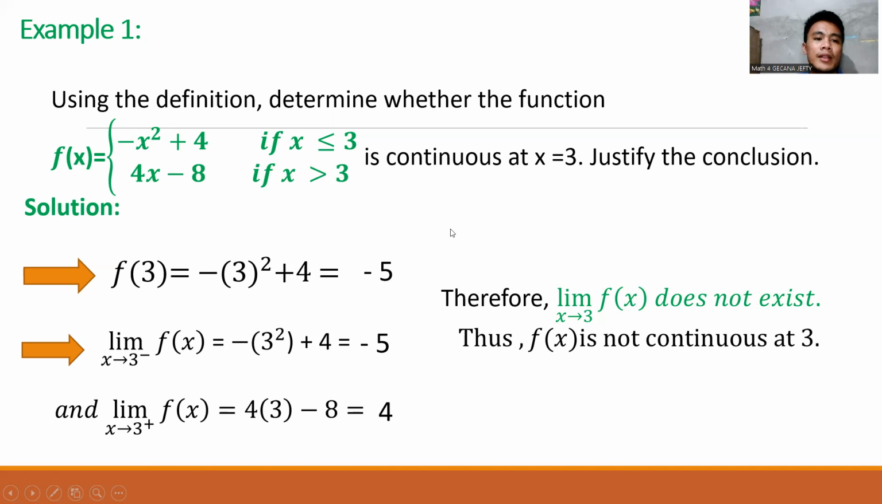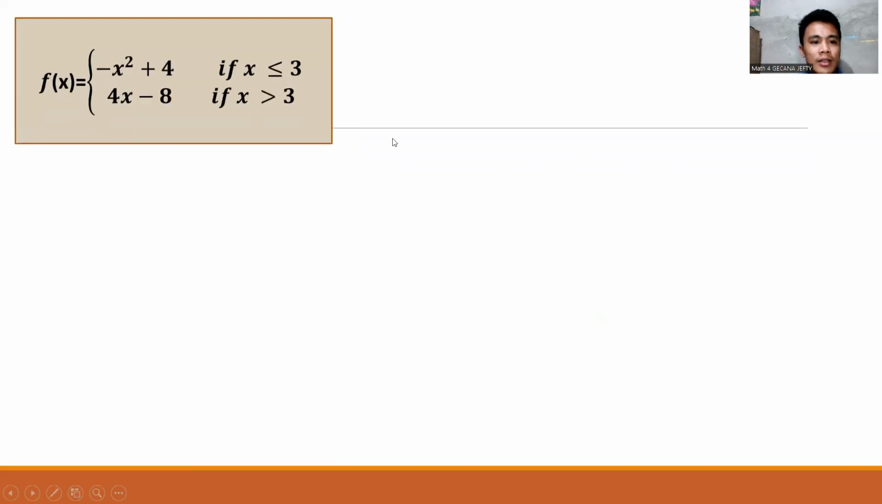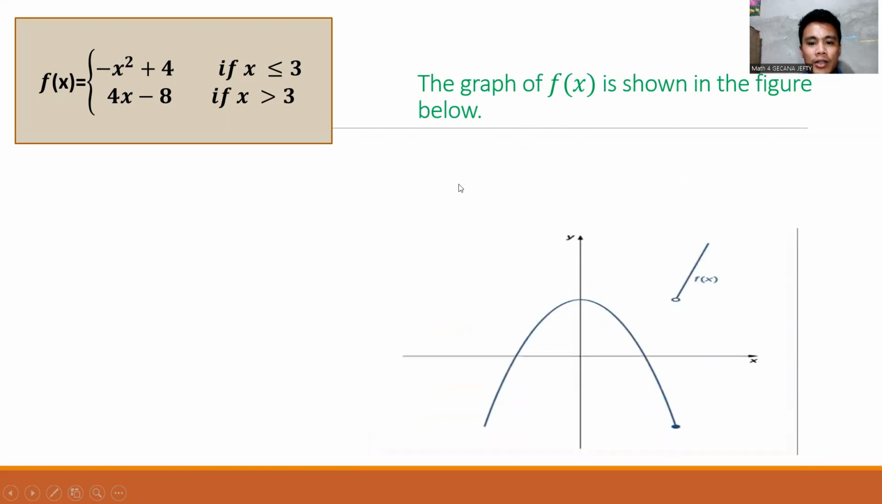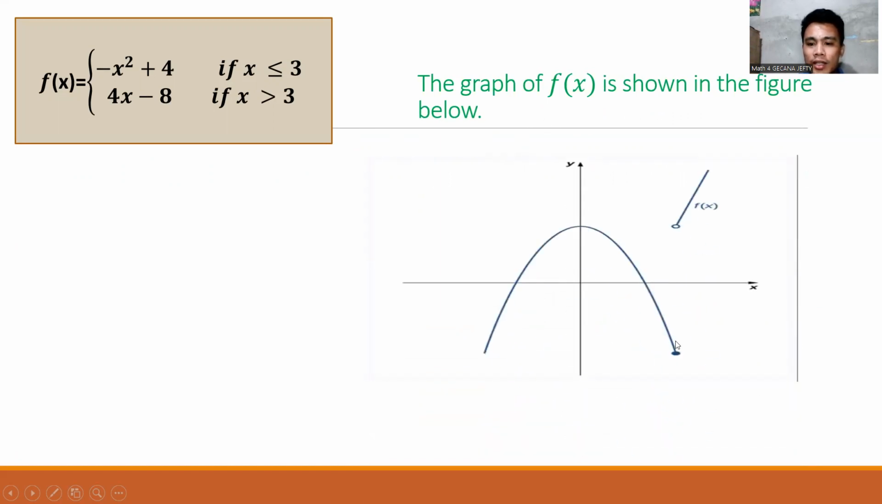So now, let's proceed to the graph. The graph of f of x is shown in the figure below. As you can see in our graph, we have a jump discontinuity. Although f of 3 exists, the limit does not exist, so our function is not continuous at x equals 3.